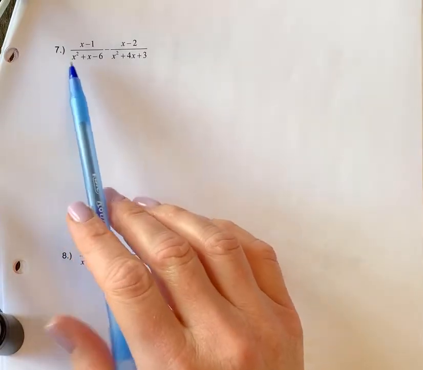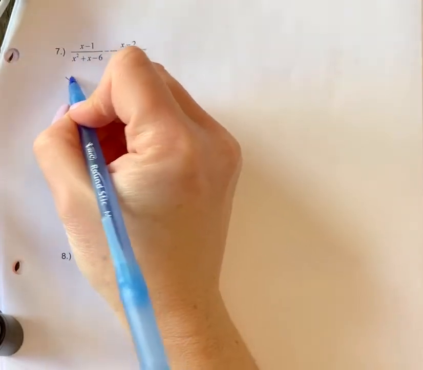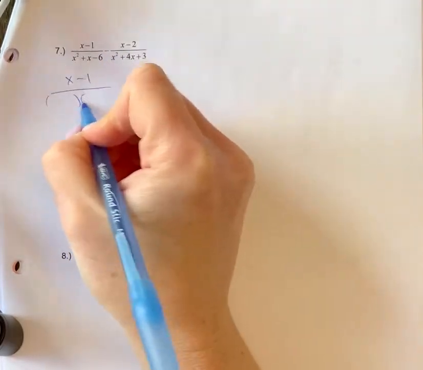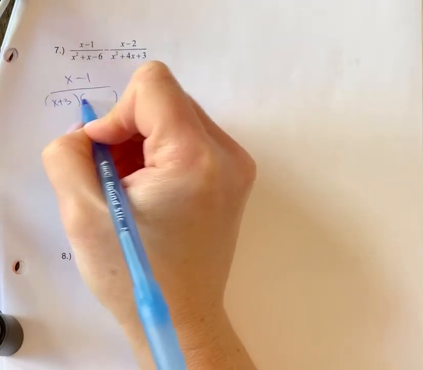Okay, let's look at simplifying number 7. This is a subtraction question. So to get started, we're going to factor. So again, we've got denominators that need to be factored. So go ahead and factor each of the denominators.